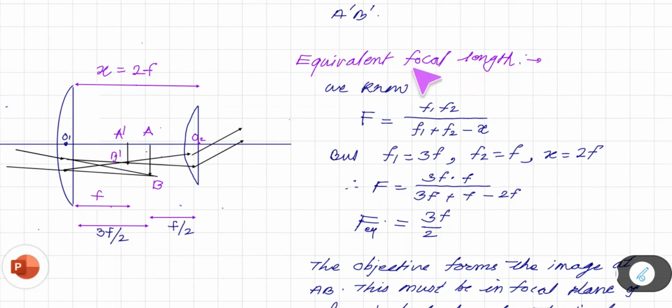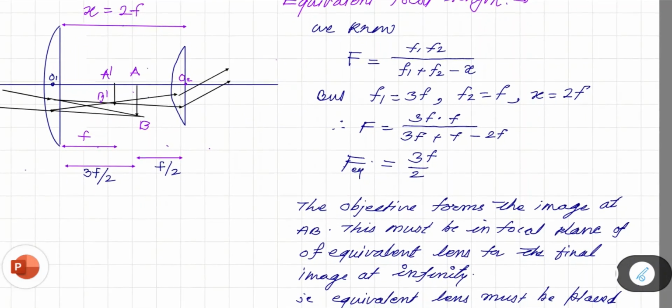Now let us talk about the equivalent focal length of this eyepiece. We know that the equivalent focal length f is equal to f1 f2 upon (f1 plus f2 minus x). We know f1 is equal to 3f, f2 is equal to f, and the distance of separation is 2f. Just putting the values, we get the equivalent focal length equal to 3 by 2 f.